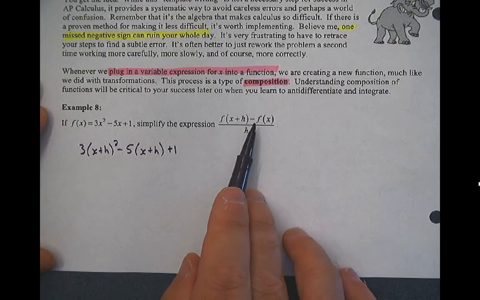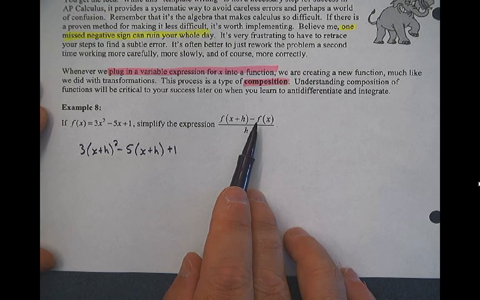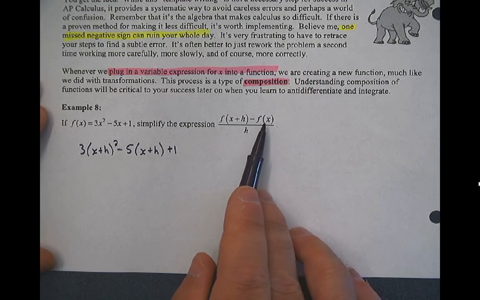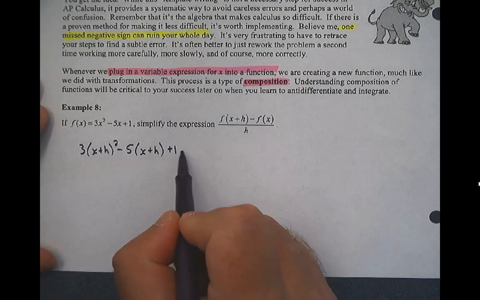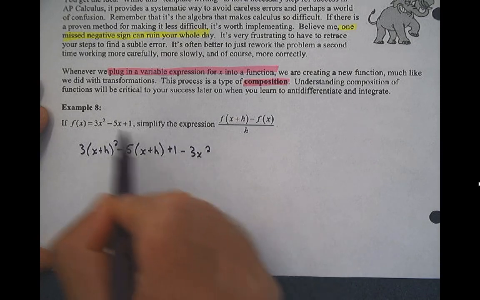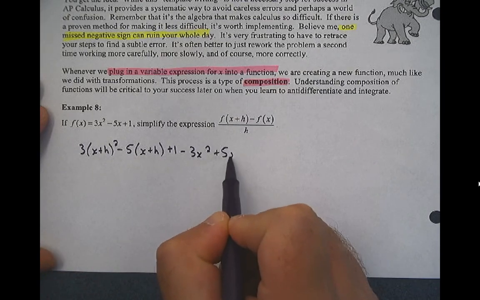So when I subtract the function, what's going to happen to all of the signs? Well, they're going to switch. So 3x squared is going to become negative 3x squared. Minus 5x is going to become plus 5x.